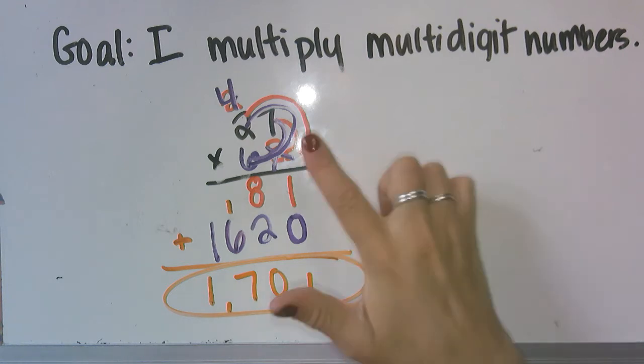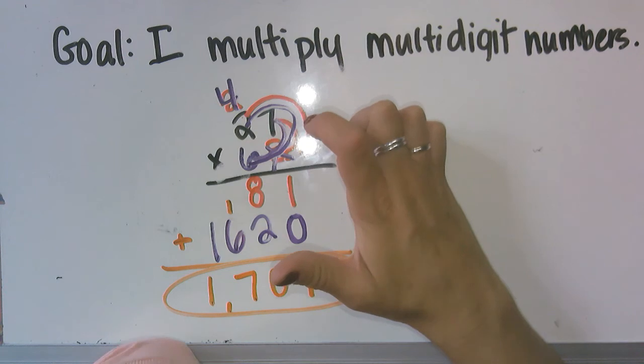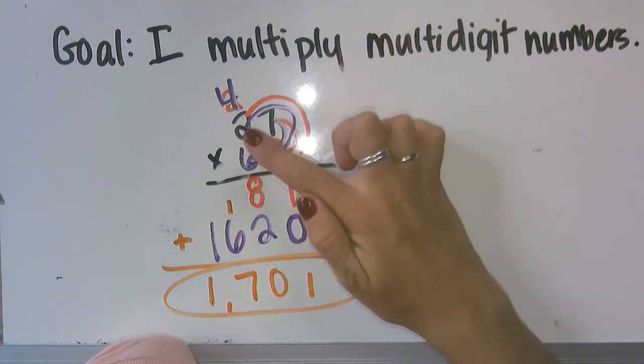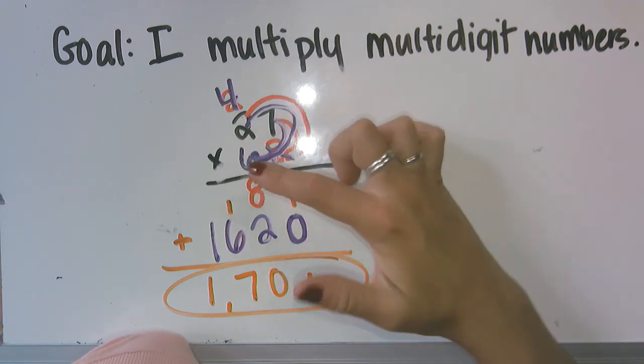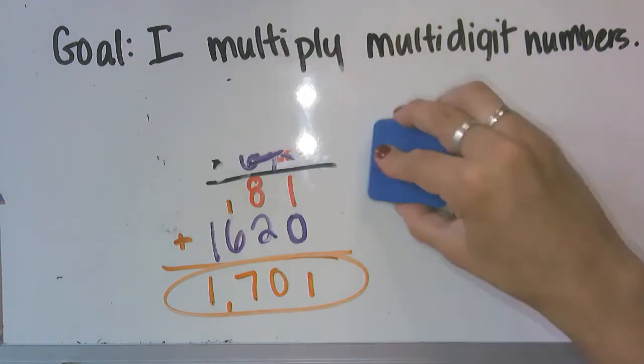So things that you notice: I started with my ones, and I multiplied it by both of my top numbers. And then I went to my tens and I multiplied that. And because I'm in the tens, it's really important that you have the 0 as a placeholder. Let's do another example.